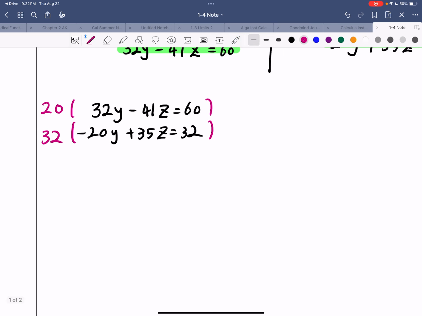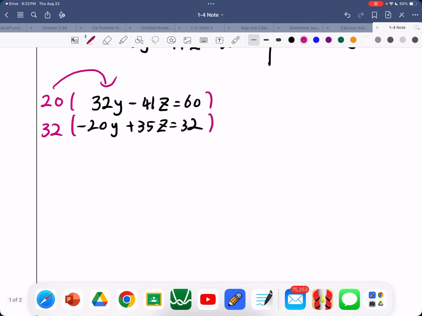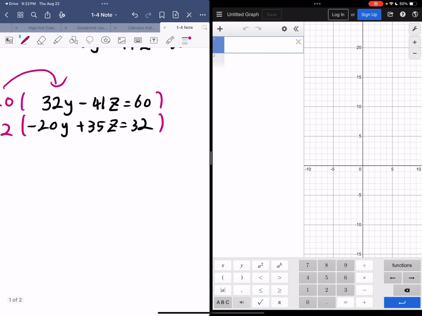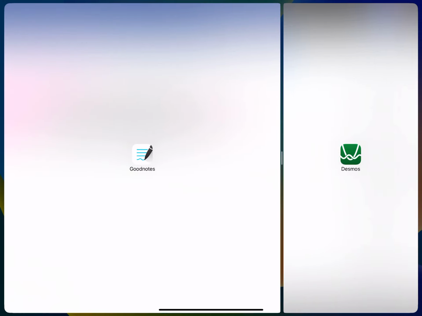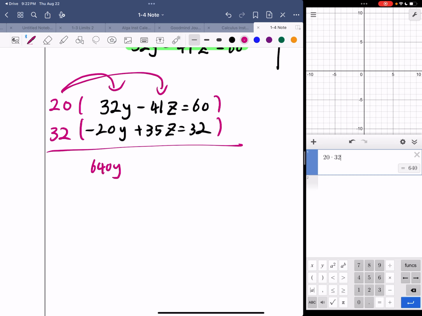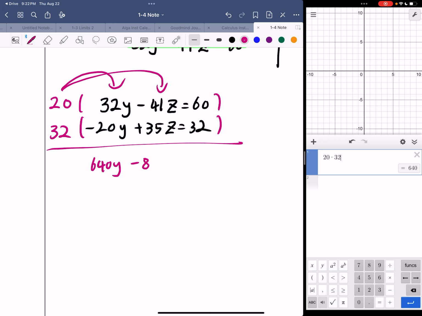So let's do this one. What's 20 times 32? Well, apparently I'm not a math genius, so I have to use decimals. So you guys can do this one as well. So 20 times 32 is equal to 640y. 20 times 41 is negative 820z is equal to 20 times 60 is 1200.